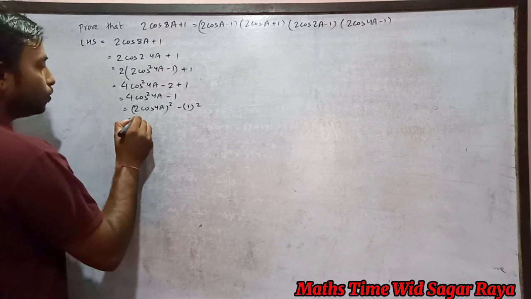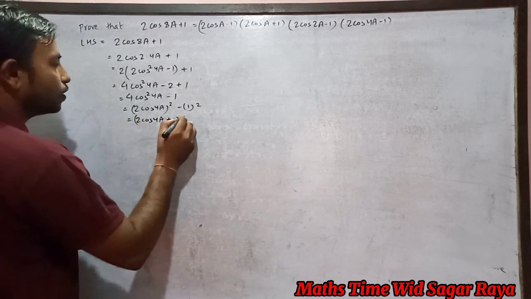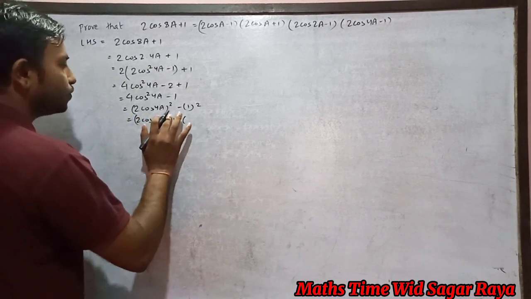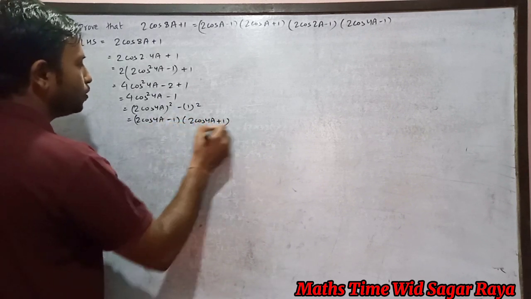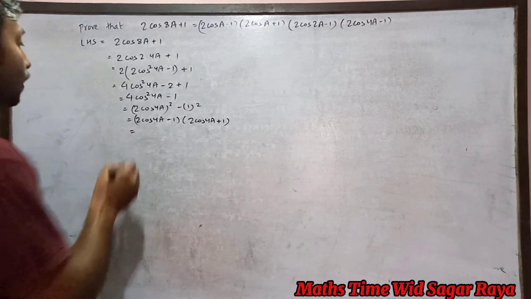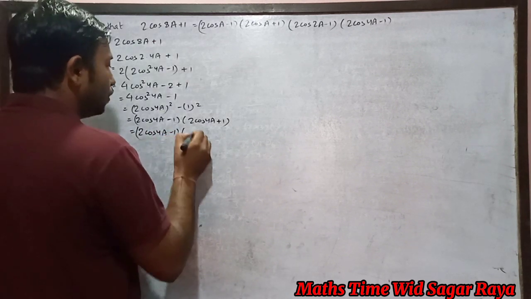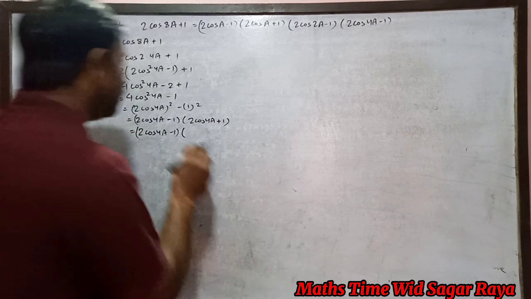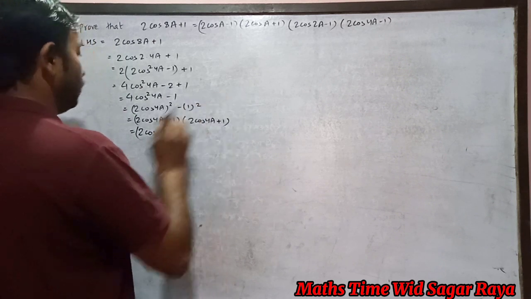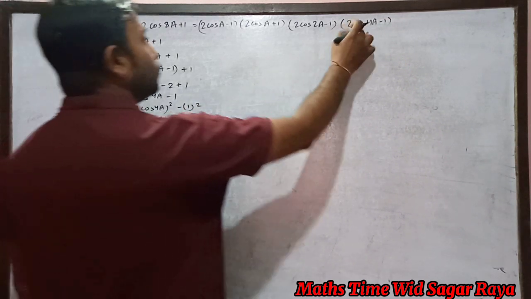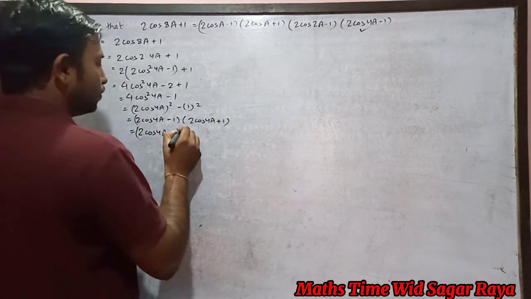Now a square minus b square equals (a minus b)(a plus b). So we write a minus 1, then a plus 1. Okay, now 2cos4A minus 1. Now let's break this one also. Because as you can see here, we got 2cos4A minus 1. We already got this, so we do not have to break this. Now we have to break this one.